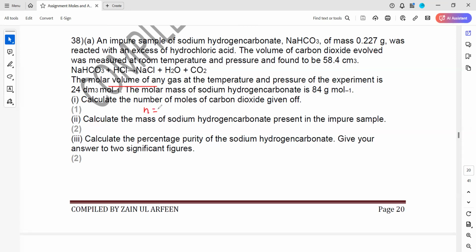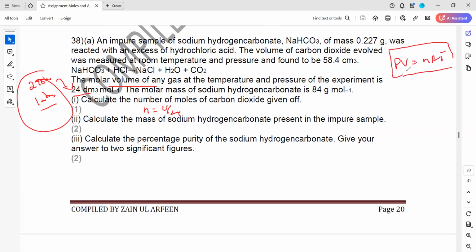So moles of a gas is volume divided by 24. But this is only valid if we have standard conditions, like 298 Kelvin and 1 atm. At these conditions, the volume occupied by 1 mole is 24. But what if the conditions are not standard? Then we will use the formula PV equals nRT to work out the moles.